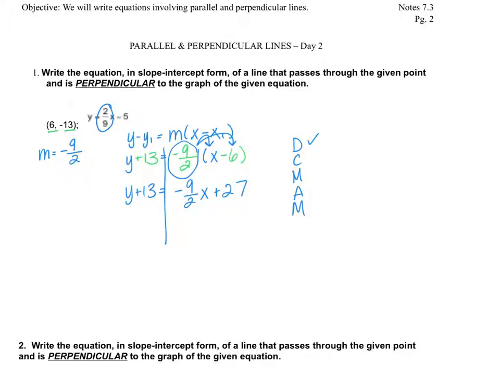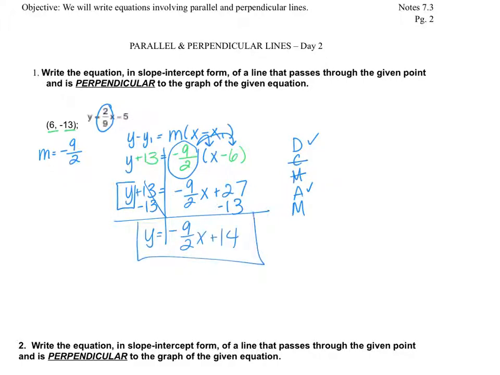From here, do I need to combine any like terms on either side of the equal sign? No, I don't. Do I need to move the variable? I do not, because I have y on one side, and let's box that. That's what I'm trying to get by itself. From here, do I need to add or subtract to get that box by itself? I need to subtract 13 from each side. I'm left with y is equal to negative 9 over 2x plus 14, and that's my final answer.